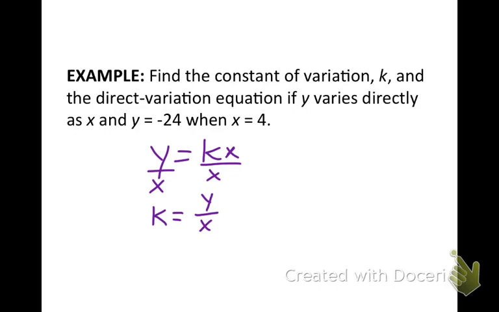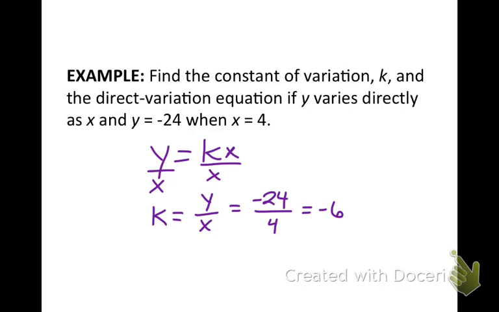Same thing as our slope formula, because my second point is 0, which really doesn't matter. So if I can remember that the constant is always y over x, then I can just do y over x. Okay? So the y they give us is negative 24. The x they give us is 4. My k is negative 6.